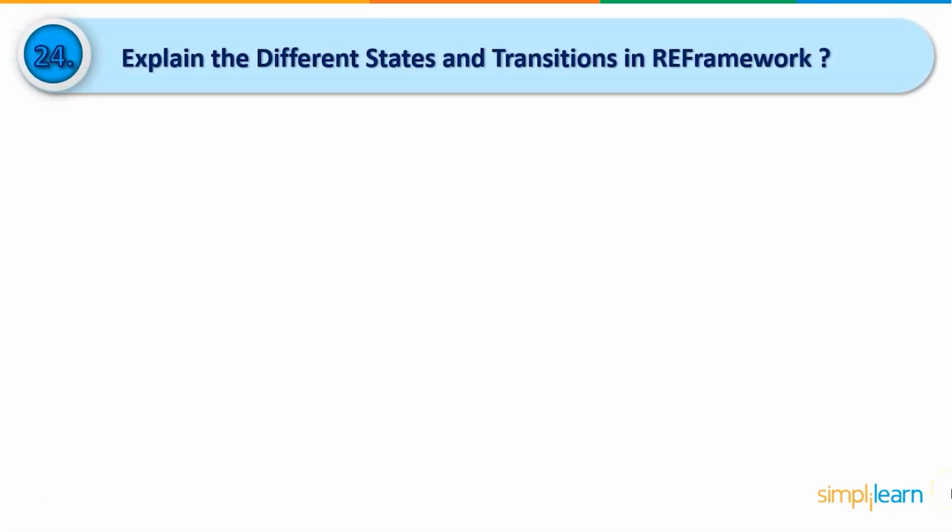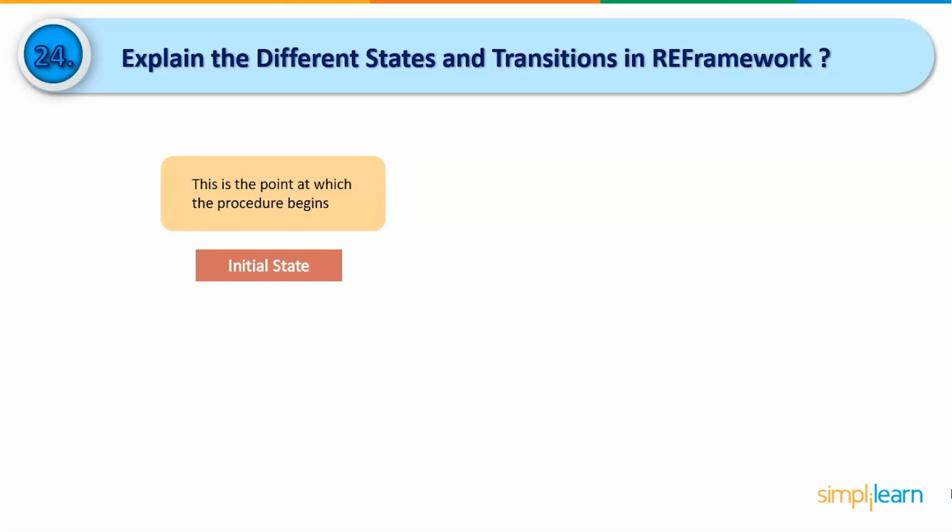Explain the different states and transitions in REFramework. There are 4 key states in REFramework. The first state is initial state. This is the point at which the procedure begins. It's an event where the process initializes the settings and runs application tests to ensure that all of the prerequisites for the process start are met.